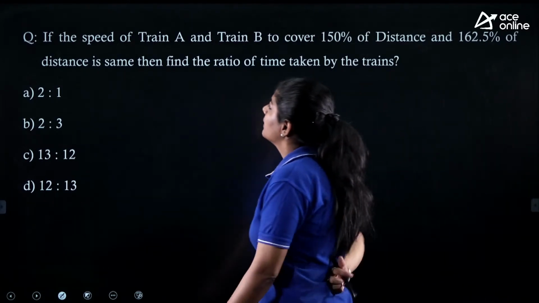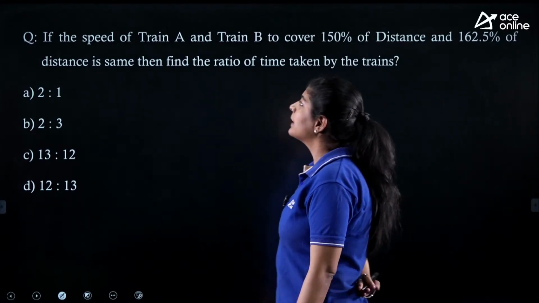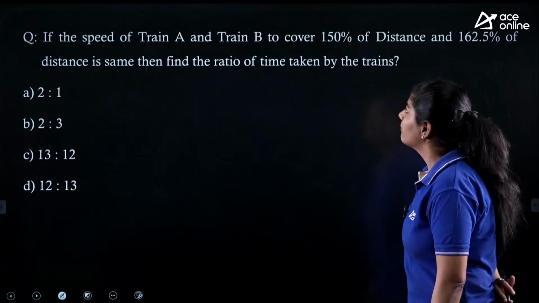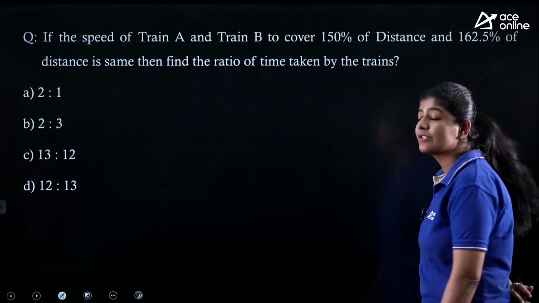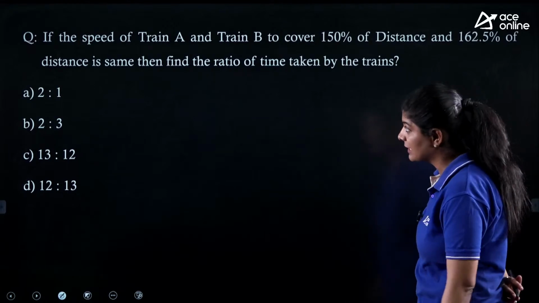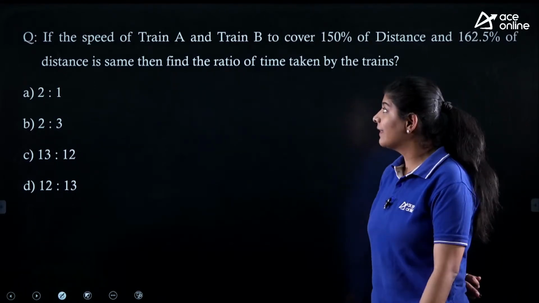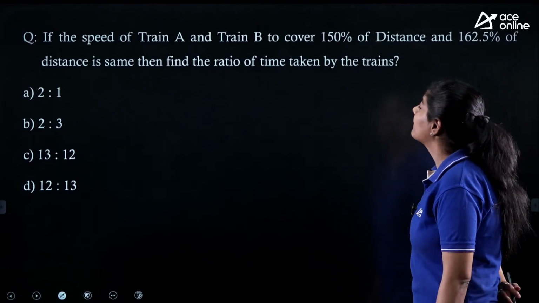Next. The next question says that if the speed of train A and train B to cover 150% of distance and 162.5% of the distance is the same, then find the ratio of time taken by the trains.